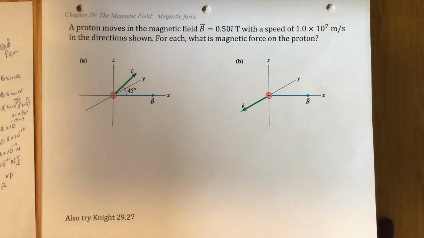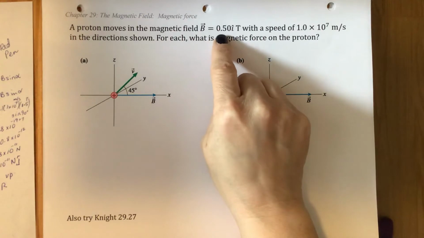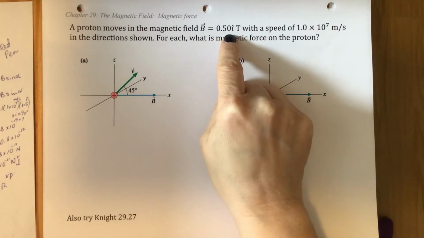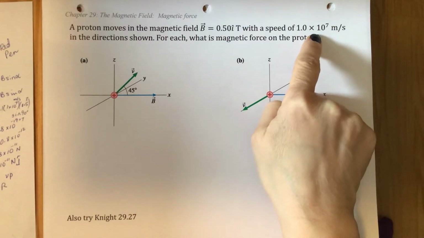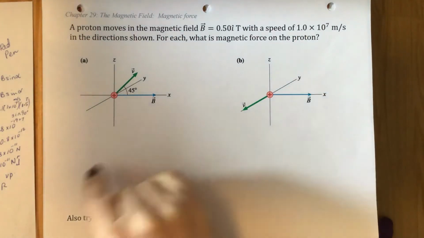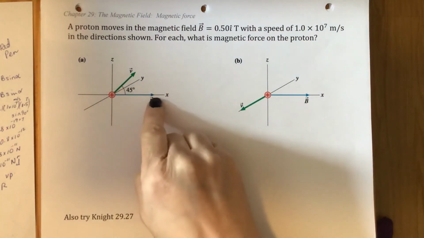field, which is B equals 0.5 teslas to the right in the x direction. The proton has a speed of 1 times 10 to the 7 meters per second in the direction shown. So we'll do part A first, where V is up at an angle. It's in the XZ plane. We want to find the force there.